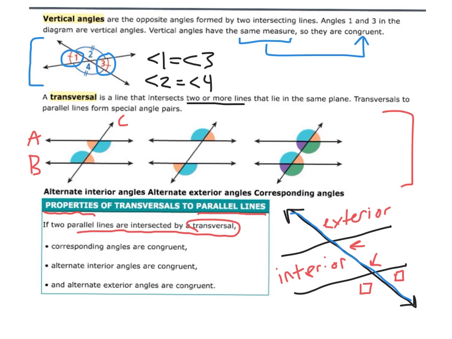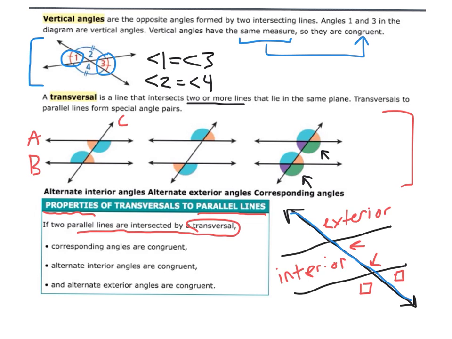Corresponding angles are angles that lie in the same general location. So if I look at the green angles, for example, like right here and right here, those two angles lie in the same general location on those two figures, or those sets of angles formed by the transversal. These would be corresponding angles, and they would be congruent or equal.